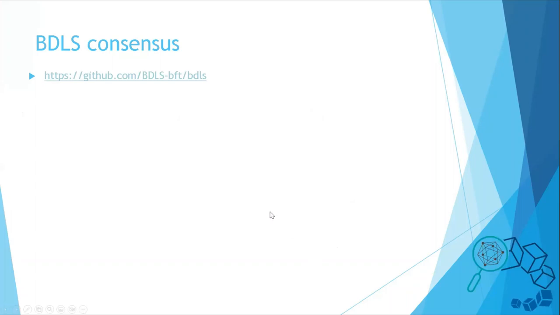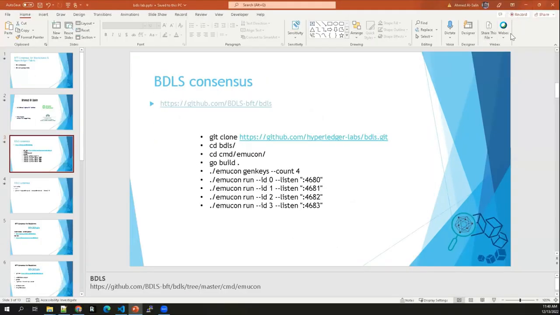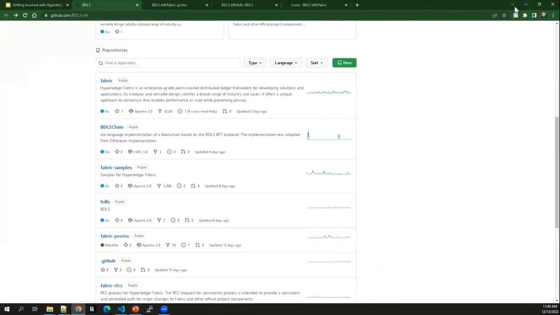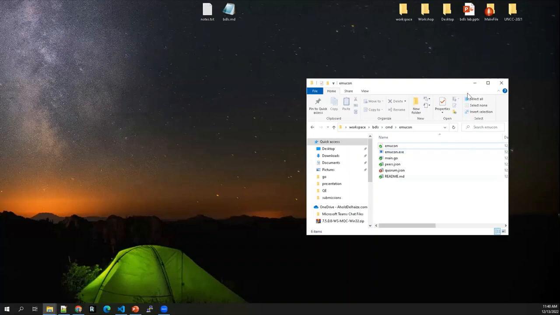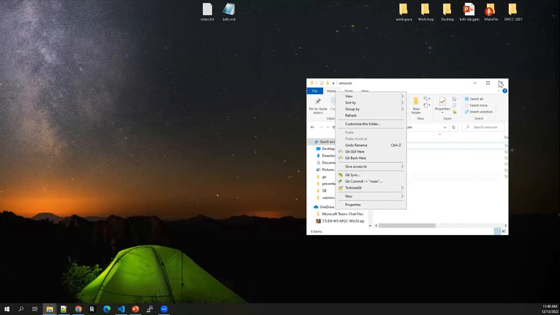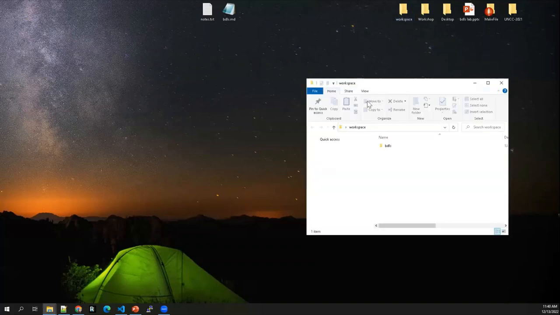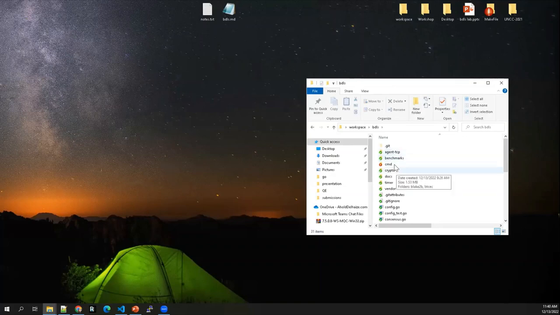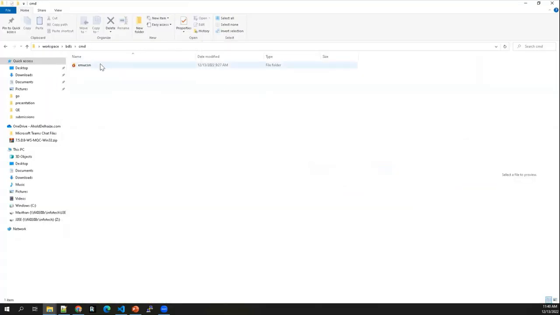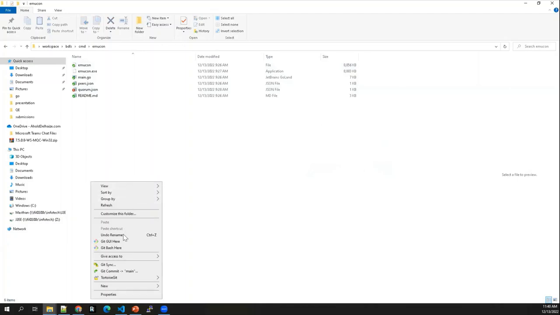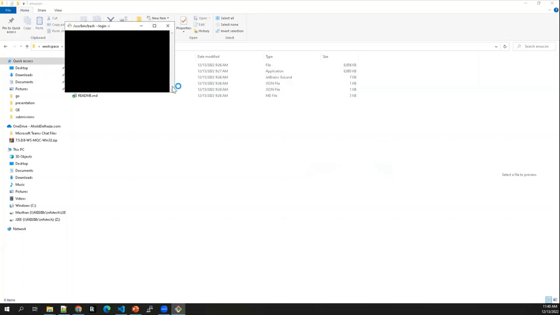Let's have some hands-on code. I have all the commands that you need to run the BDLS protocol as a standalone, and we'll take on more advanced work later. I already cloned the code, so I'm not going to clone it again. I cloned it in the workspace and built it within the cmd directory. Then we'll start spinning up some machines here and see how they communicate.